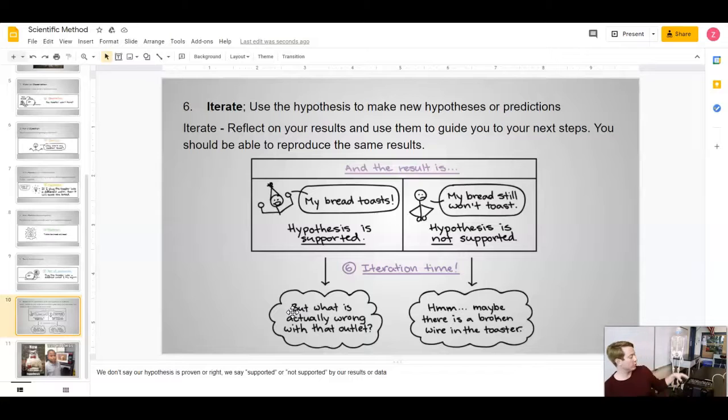So if I were to plug the toaster into the first outlet again, the toast wouldn't toast. I guess something's wrong with that one. But it should toast again when we plug the toaster into this outlet. The results are, in this case, our bread toasted. So our hypothesis was supported. A big thing is we say our hypothesis was supported or not supported by our results and data. So now we think about what that means. We want to investigate further.